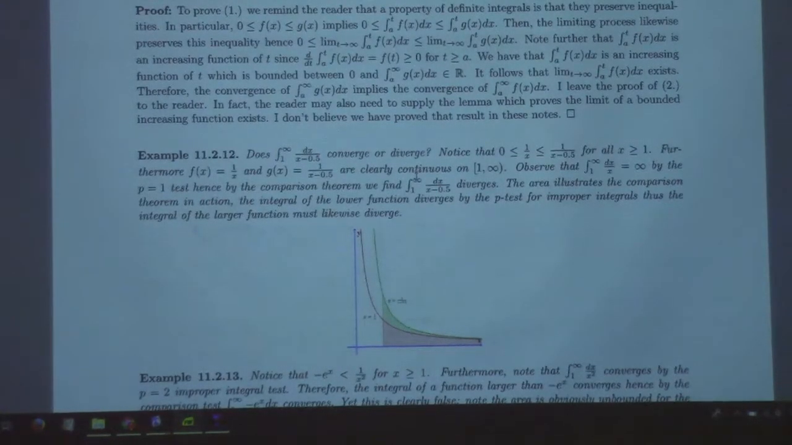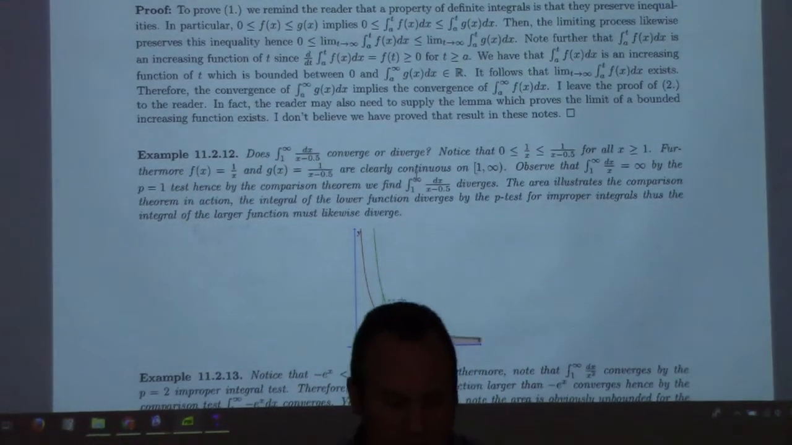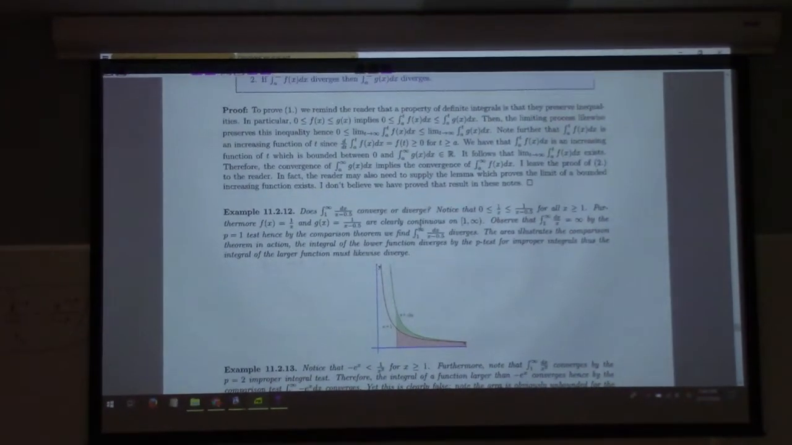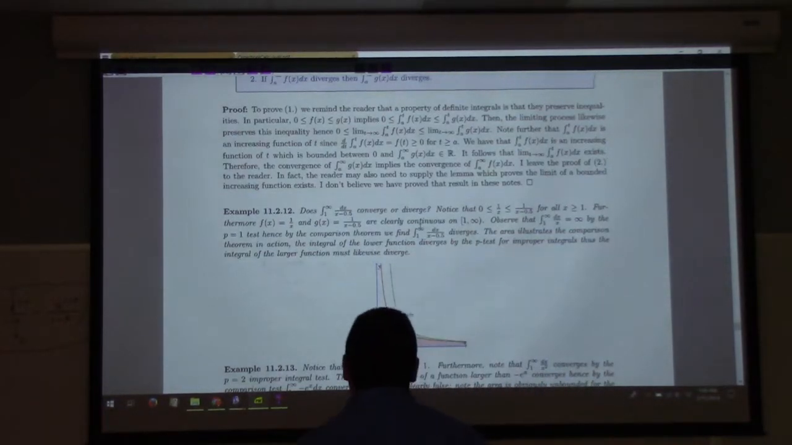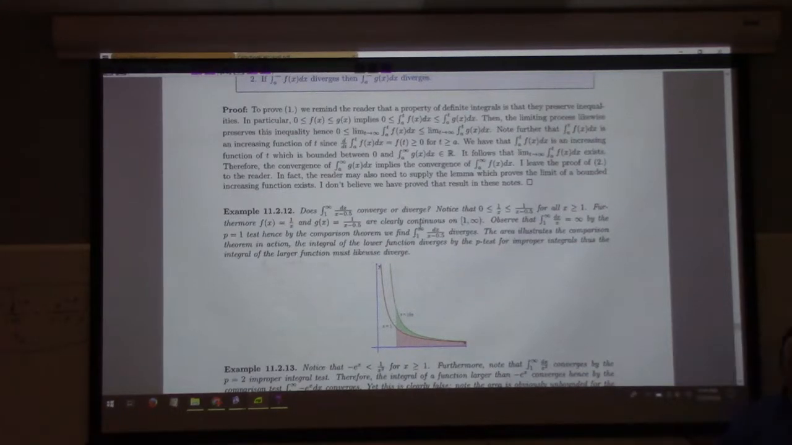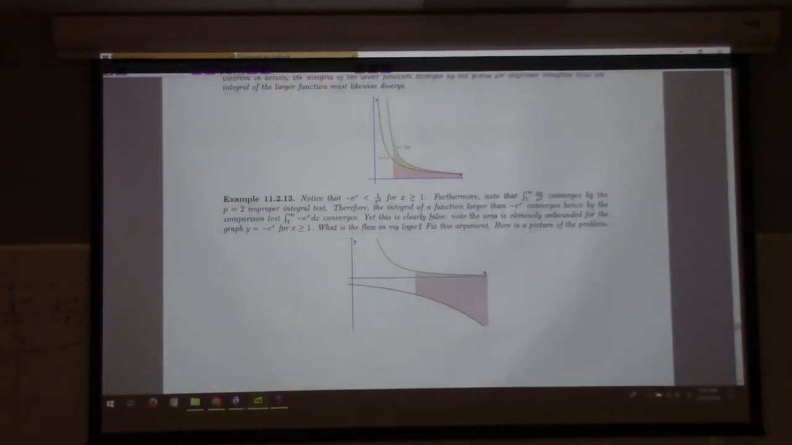So the first example is actually a picture of the comparison test for 1 over x minus 0.5, right? What I have a picture of here is that under the green is 1 over x minus 0.5, and under the red is just the p equals 1 integral. So if the red area diverges, surely the green area diverges, right? That's all the comparison test is saying.